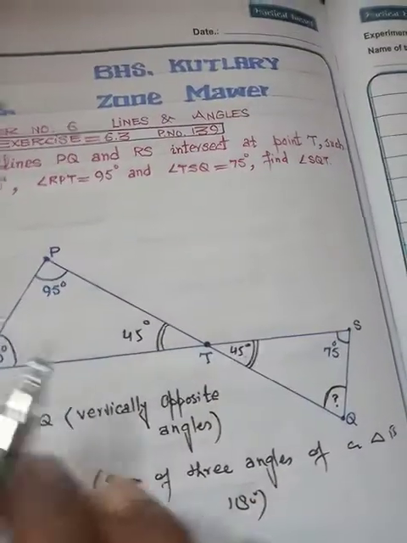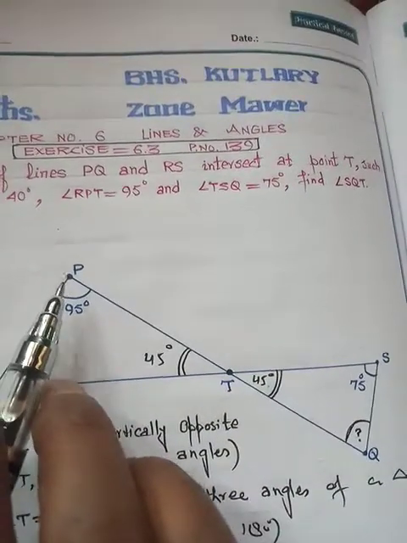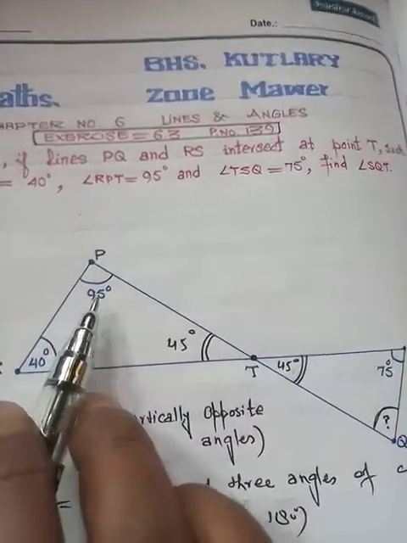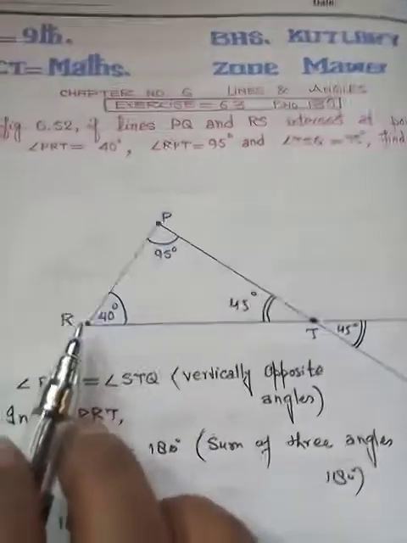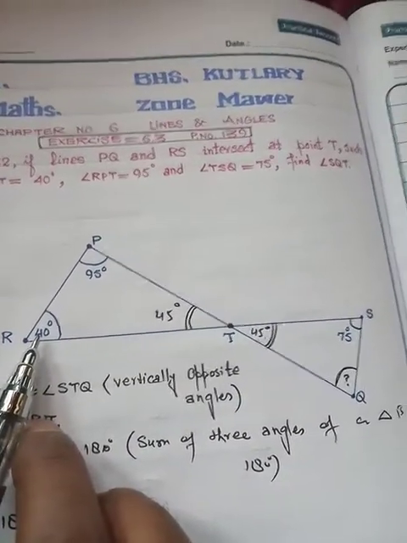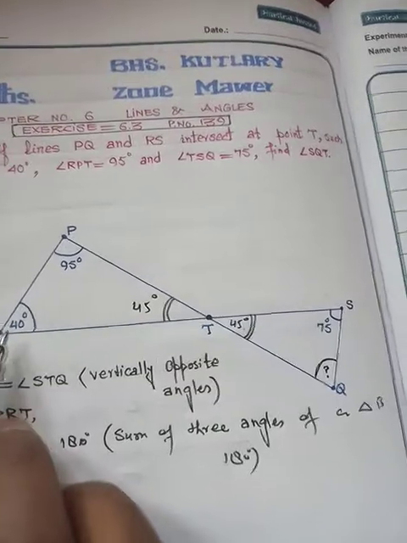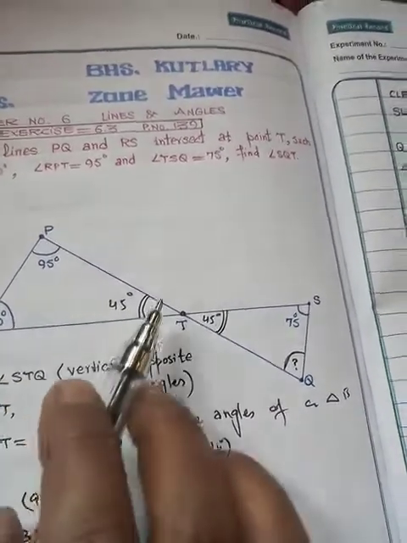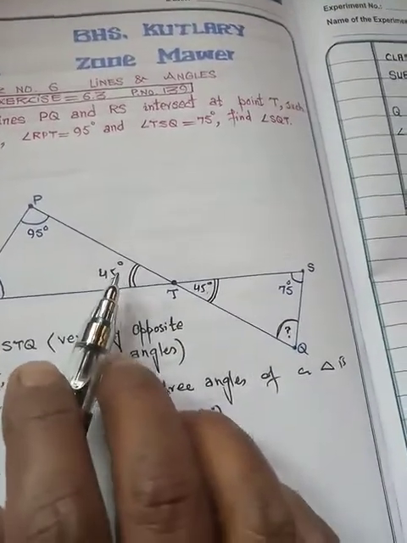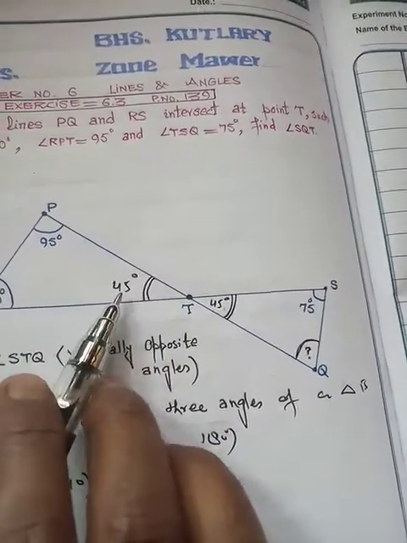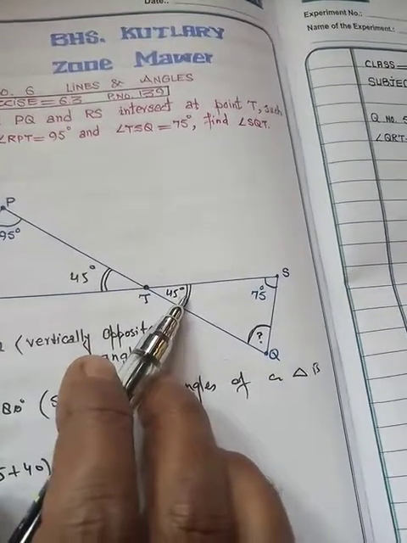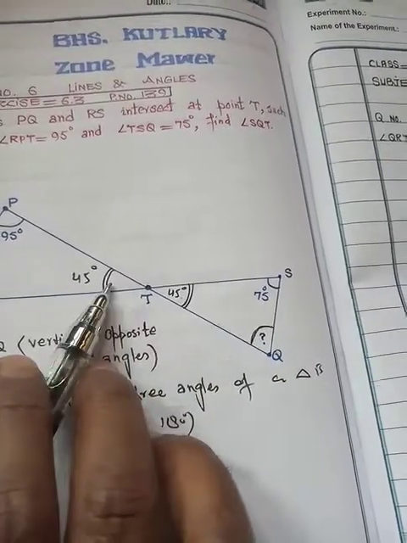Again I repeat these steps. In this triangle PRT, two angles are given. This is angle P, equal to 95 degrees, and this angle R is equal to 40 degrees. So we can easily determine this angle T. We subtract the sum from 180 degrees. We determine that this angle is equal to 45 degrees. When this is 45 degrees, this is also equal to 45 degrees, because these two angles are vertically opposite angles.